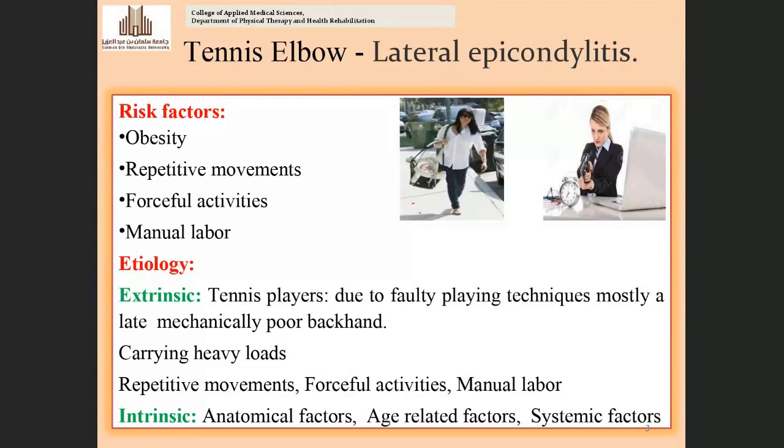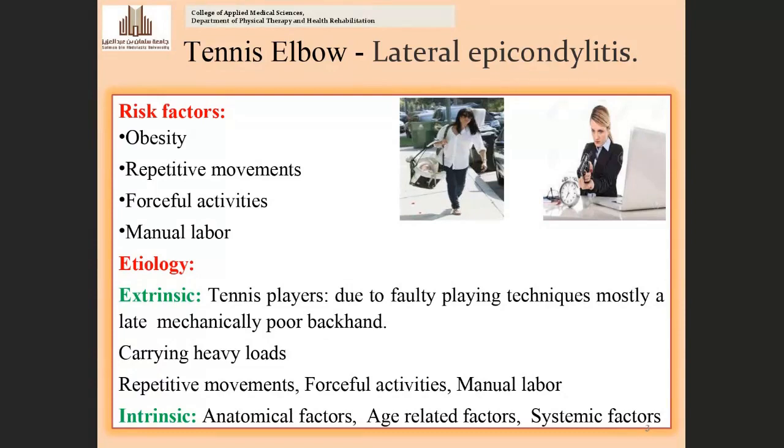The etiology is classified into two types according to their involvement. It is known as extrinsic causes and intrinsic causes. For example, in tennis players, due to faulty playing techniques, mostly mechanically poor backhands, they are using poor backhand techniques, which may lead to tennis elbow. Or persons who are carrying heavy weights and doing repeated movements, forceful activities, and manual labor. These causes come under the extrinsic causes.